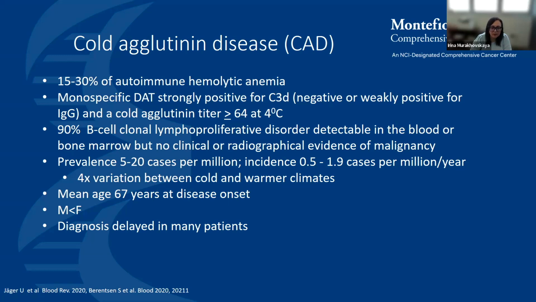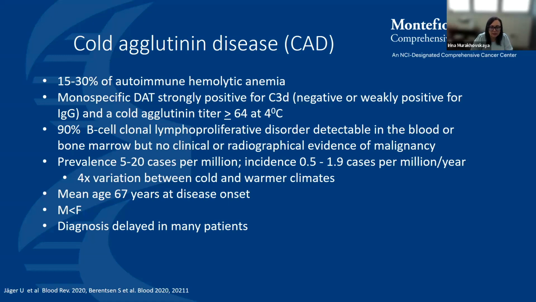In about 90% of cases, a B-cell lymphoproliferative disorder is detectable in the blood or bone marrow without overt evidence of malignancy clinically or radiographically. The prevalence of cold agglutinin disease is 5 to 20 cases per million, and the incidence is 0.5 to 1.9 cases per million per year, with a 4-fold variation between cold and warm climates.